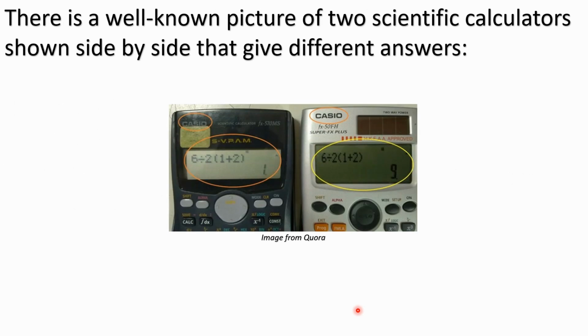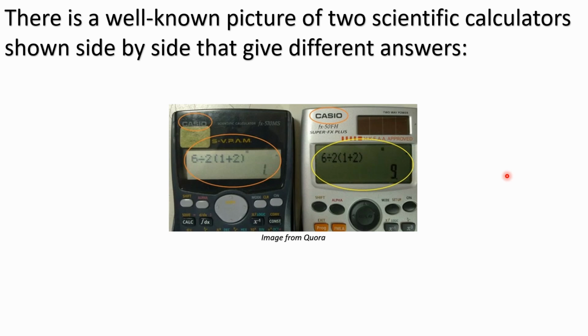There is a well-known picture of a couple of scientific calculators shown side by side, a couple of Casio calculators, where there's this famous viral problem that goes on. This picture, I believe, is from Quora, but you have this problem 6 divided by 2 times the quantity 1 plus 2, but there's no multiplication symbol. We often refer to this problem as using what's known as multiplication by juxtaposition, where you don't have an explicit multiplication symbol. But that's not even the half of it.